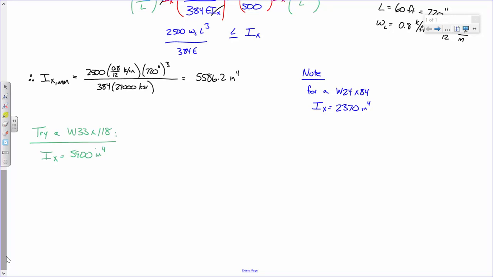And you know what that means? You're going to have to go back to table 3.2. And I apologize, but that's just sort of the nature of beam design that you have to flip back and forth between tables, back and forth and back and forth.